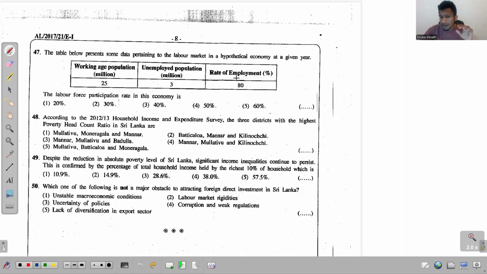If the rate of employment is just 80, then obviously the rate of unemployment has to be the opposite of that. So that has to be then 20%.